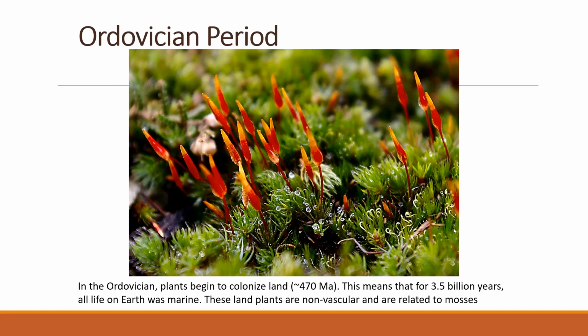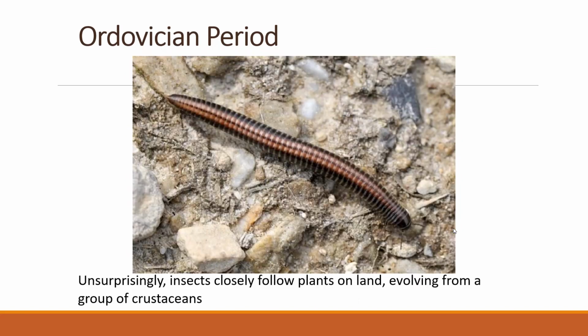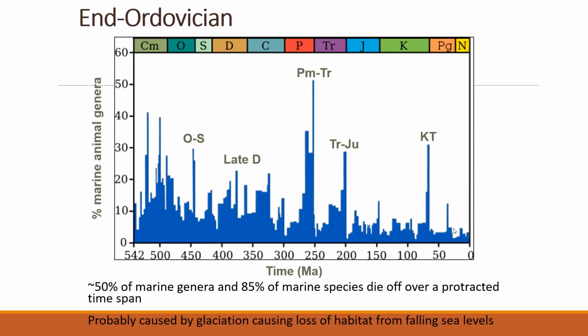The early land plants are non-vascular and they're related to mosses. So these are fairly simple plants. Again, we always start simple and get more complex. Not too surprising, insects followed plants on land. They evolved from crustaceans. And at the end of the Ordovician, we start to see a mass extinction.